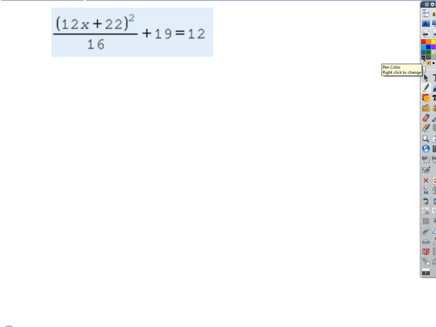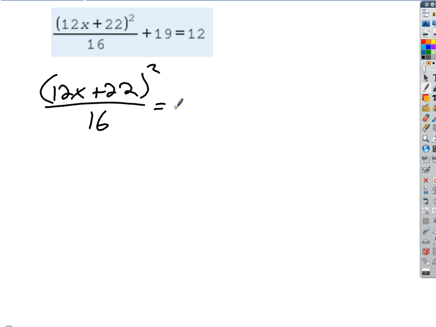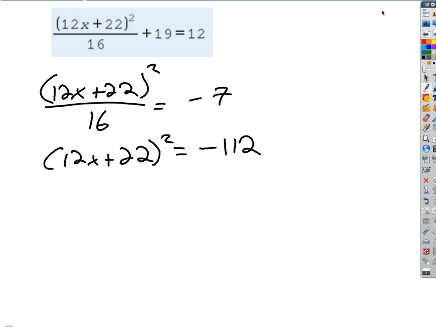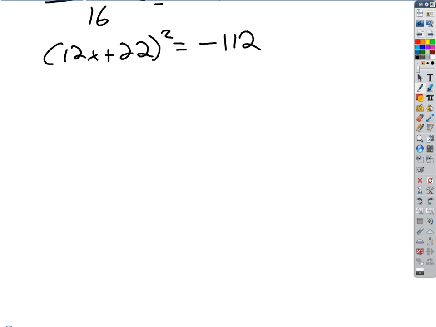Okay, so let's see, we're going to subtract 19. 12x plus 22 squared over 16 equals what, -7? Everybody with me? Everybody up here, please. So multiply by 16. What is it? -112. Okay. Square root, right?